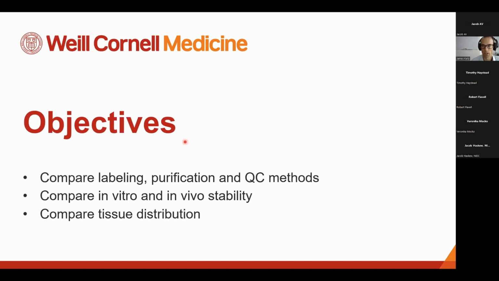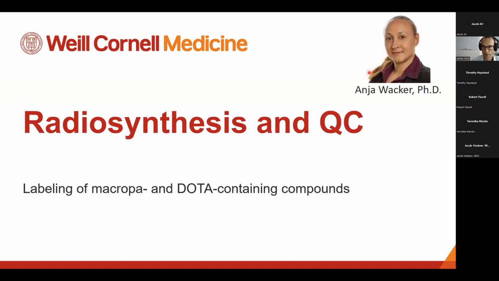So again, just to quickly give an indication of where we're going here. Our objectives were to compare the labeling, purification, and QC methods for Cerium-134 and actinium-225, in our case in the context of small molecule PSMA ligands. And then we were also interested in comparing the in vitro and in vivo stabilities of the 2 compounds, and finally the tissue distribution. And before I get any further, I want to highlight my very talented postdoc, Dr. Wacker, who not only performed all of this work, but was heavily involved in conceiving of these experiments and really has been driving our preliminary program forward in this area.